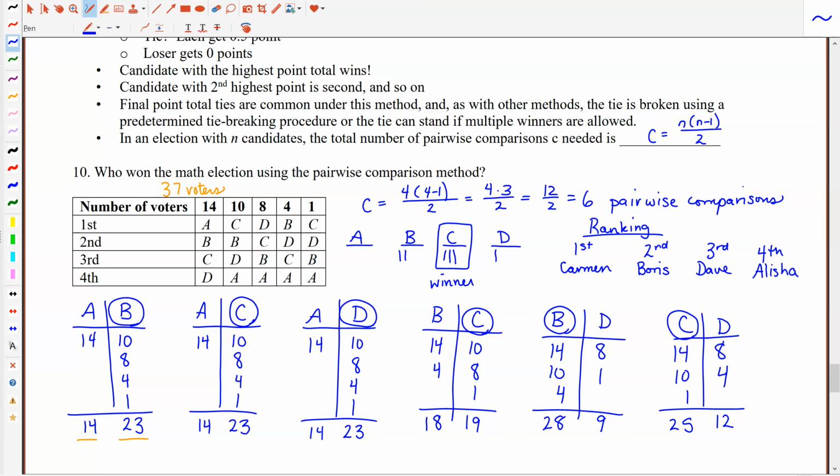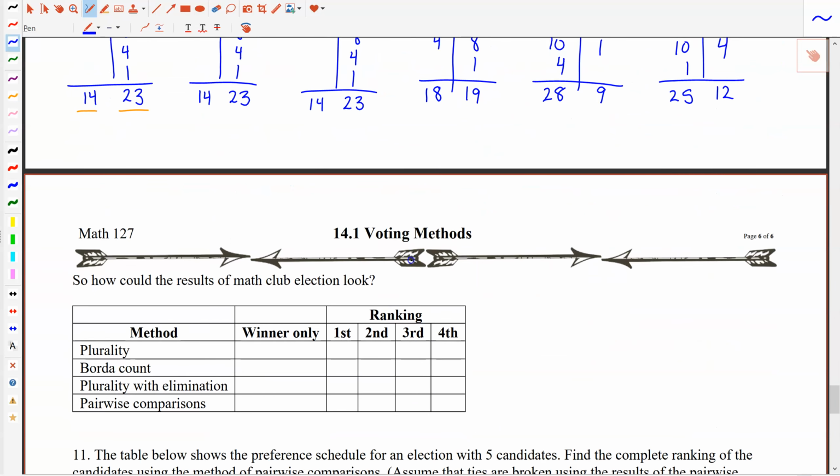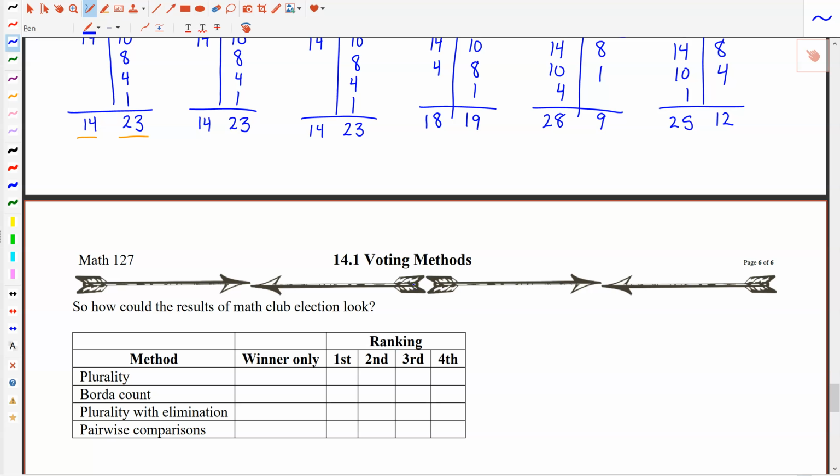Since this is actually going to be our last voting method that we're going to cover, I want to take a look at this math club election and see who the winner was under every different method. Alright, so for this math club election, under plurality, the winner was A, and my ranking then was A, C, D, B.